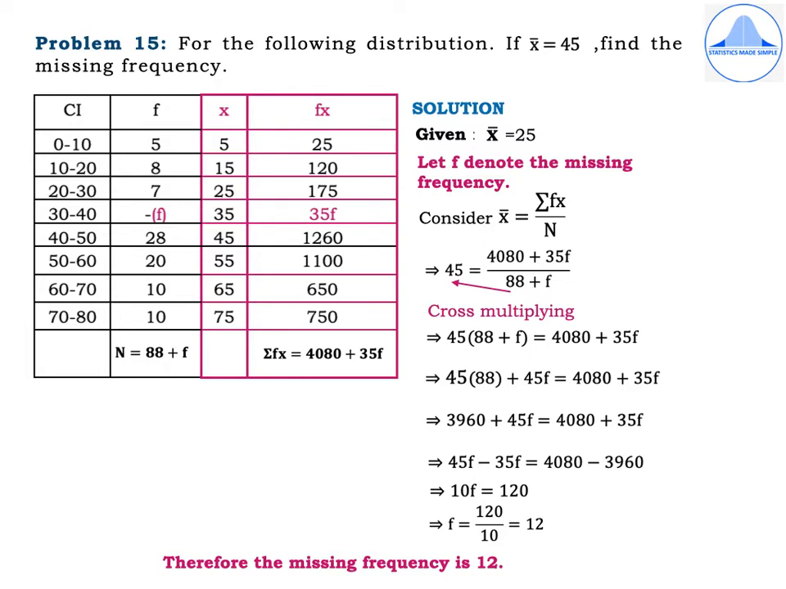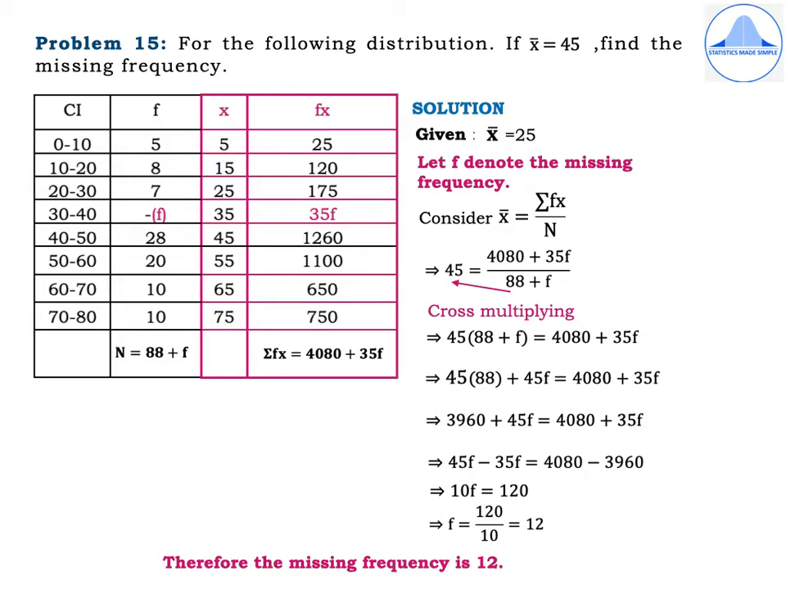Problem 15. For the following distribution, if x bar is equal to 45, find the missing frequency. First column class intervals are 0 to 10, 10 to 20, 20 to 30, 30 to 40, 40 to 50, 50 to 60, 60 to 70 and 70 to 80. The frequencies are 5, 8, 7. The missing frequency is denoted by F, 28, 20, 10, 10.